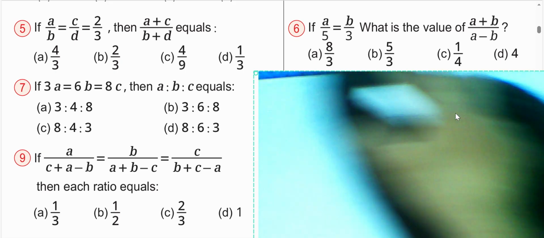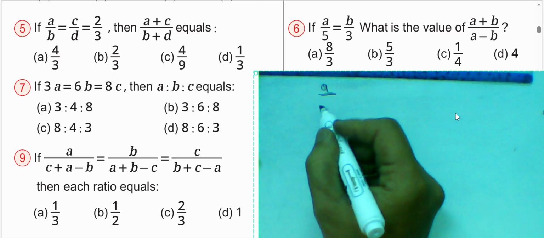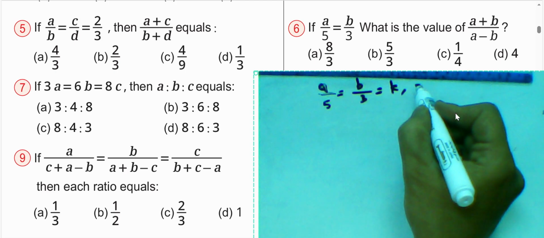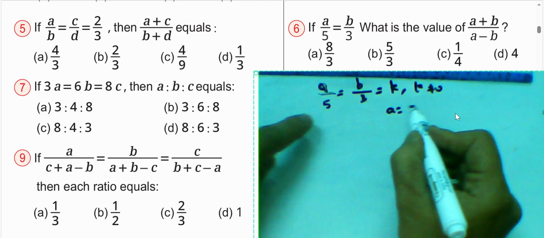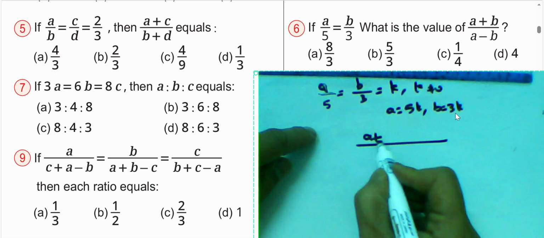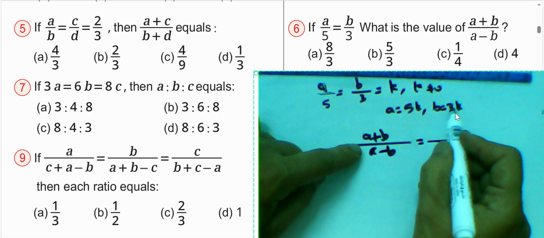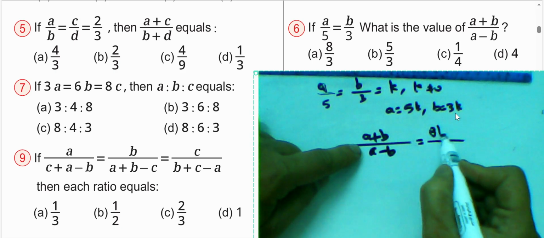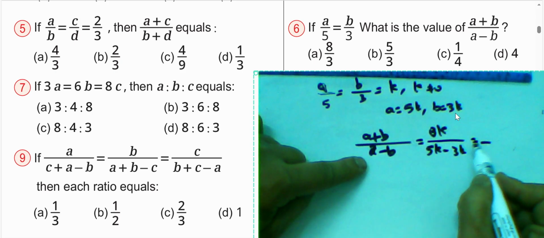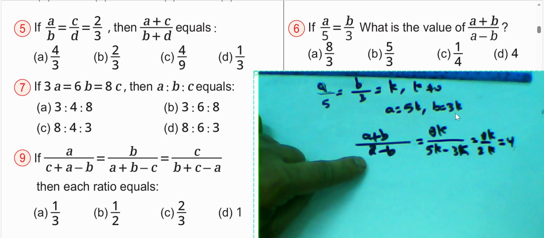Next question here. If a over 5 equals b over 3, we can write here the constant equal k, and k not equal 0. Then the value of a equals 5k and the value of b equals 3k. Now we want to find the value of a plus b over a minus b. You can write the answer: a plus b, collect together, 5k plus 3k equals 8k, and a minus b is 5k minus 3k, equal to 2k. So 8k over 2k, then the result will be 4.